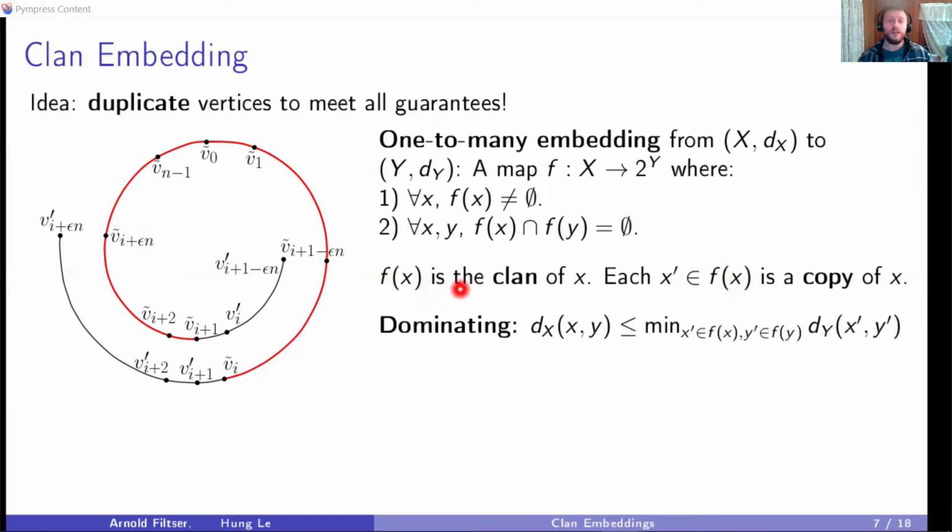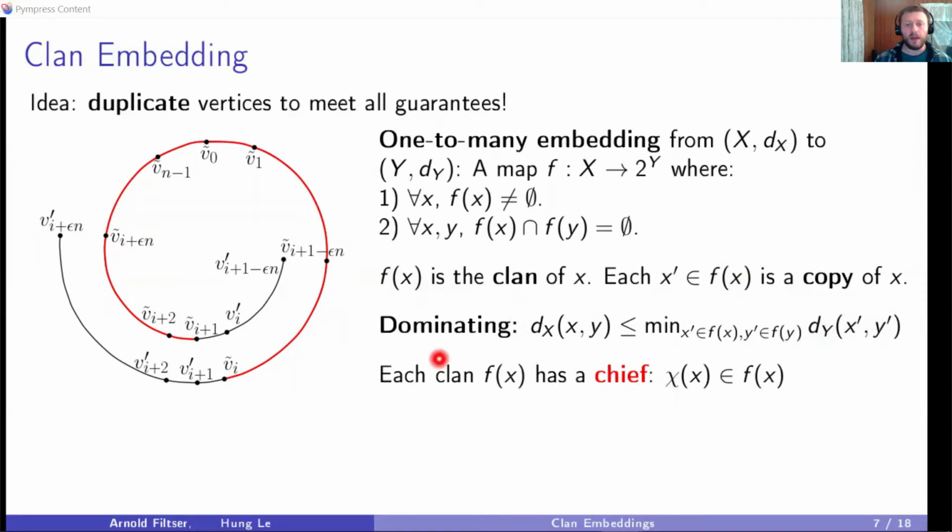We'll say that a one-to-many embedding is dominating if for every pair x and y, the distance between every 2 copies x' and y' of x and y will be at least as large as the original distance in the metric space X between x and y. In addition, for each clan f(x), you will choose a chief, χ(x), which becomes the most important vertex in the clan. It will have a special role, as you will see.